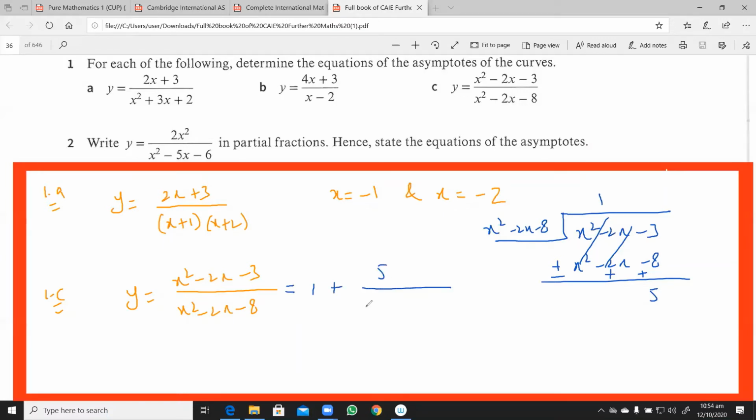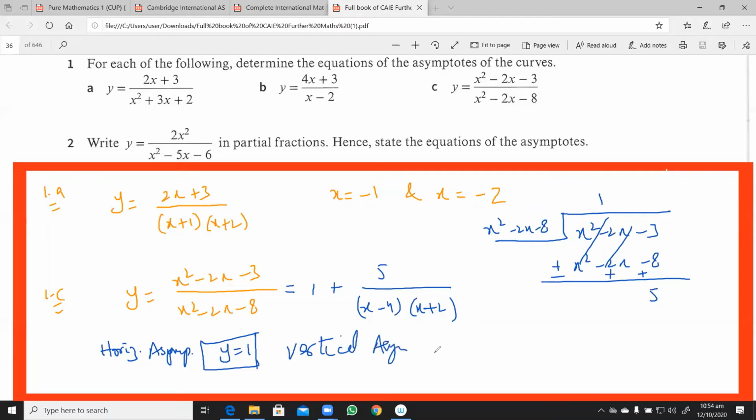I think this can be factorized into x minus 4 into x plus 2. Okay, so its horizontal asymptote is going to be y equal to 1. That is the horizontal asymptote. And then there are two vertical asymptotes. These are x equal to 4 and x equal to -2.